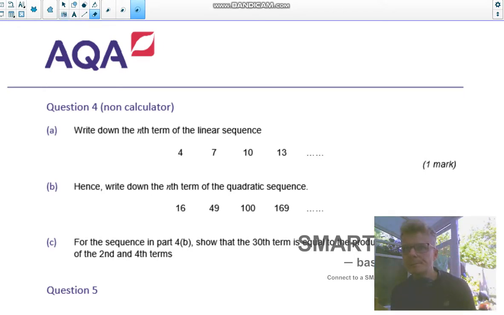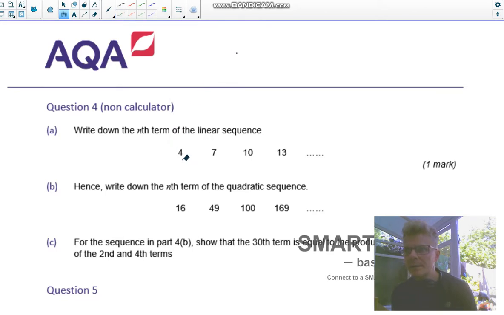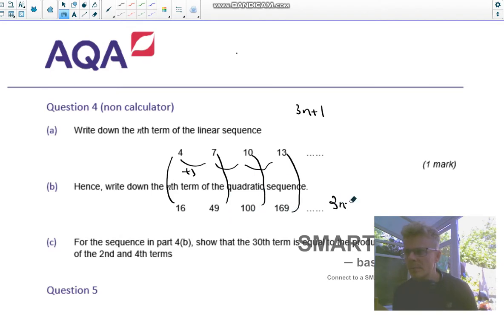Right, so it asks us to write down the nth term for this linear sequence. As we can see, it goes up in 3s, but the 3 times table starts from 3, and this is 1 more each time, so it's just 3n plus 1. Hence, write down the nth term rule for this quadratic sequence. So we can see we're just squaring these terms here. So the nth term rule for that one must be 3n plus 1, all squared.